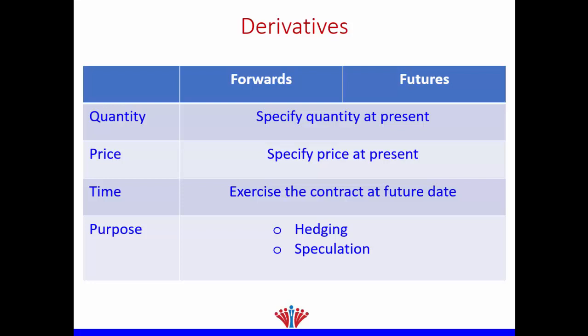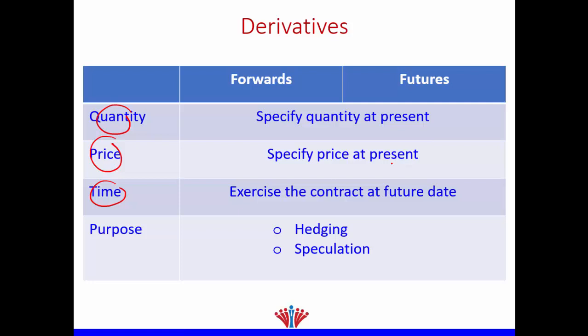There are some similarities between all derivatives contracts, such as forwards and futures. So what are the similarities between forwards and futures? In each contract, we must have some major characteristics. We specify in the contract the quantity, the price, and the time, which means what quantity we would like to buy and sell in the future, at what price, and what our maturity date or expiration date is.